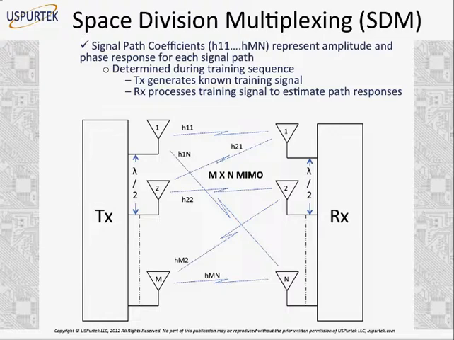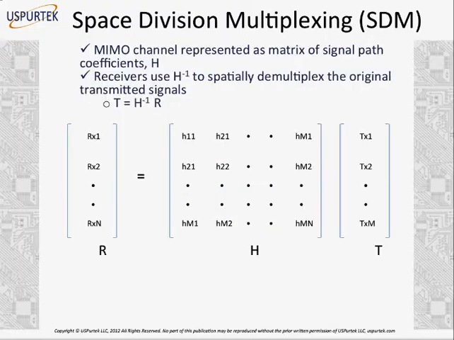So typically, the transmitter generates a known training signal, which is known to the receiver also in advance, and the receiver processes that signal to estimate path responses. For each beam, it will estimate the amplitude and the phase response. And based on this, while it is scanning these beams, it will build a matrix. That matrix will be used for computation of the received signal at a later stage.